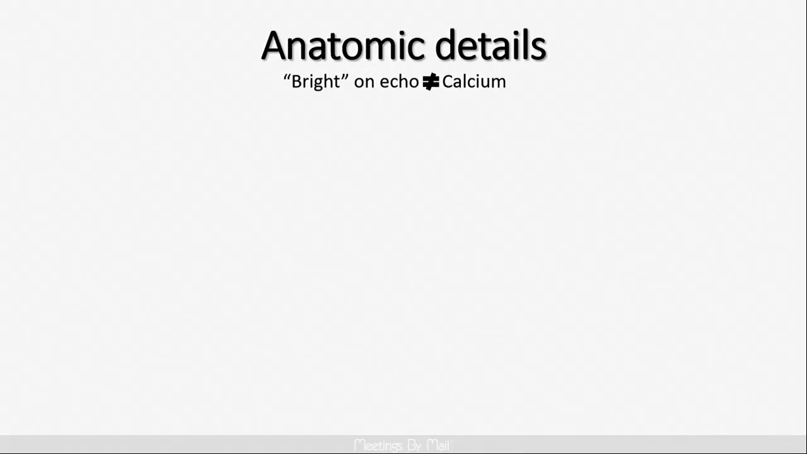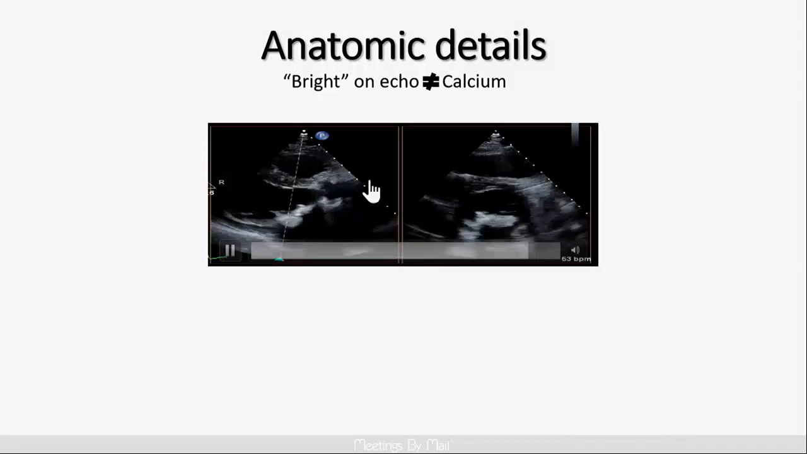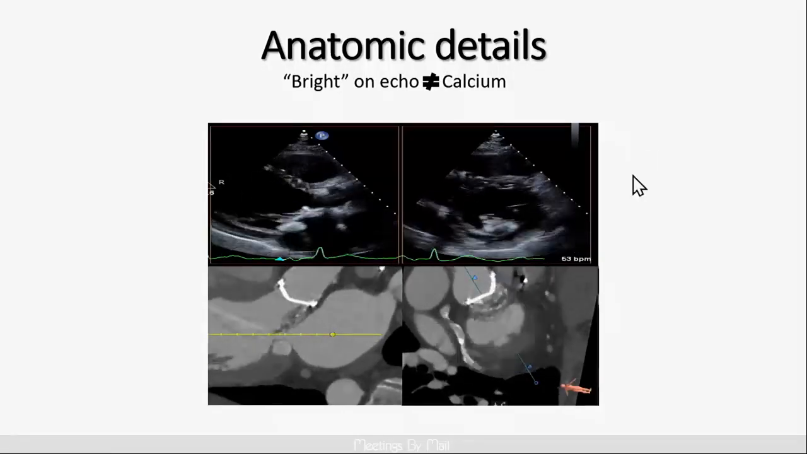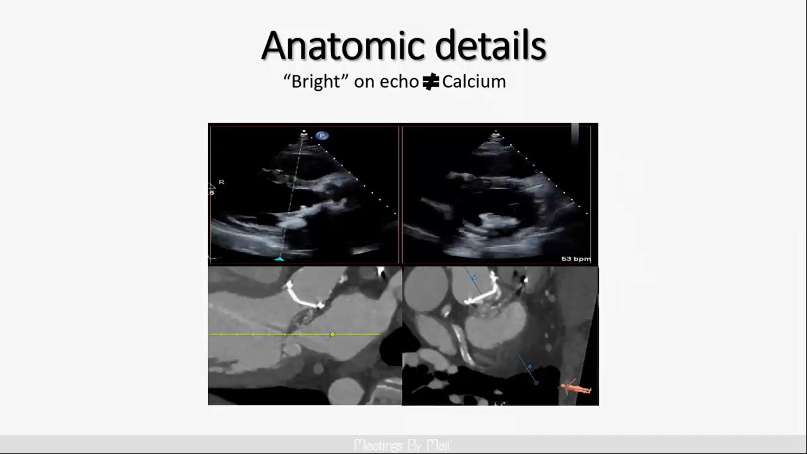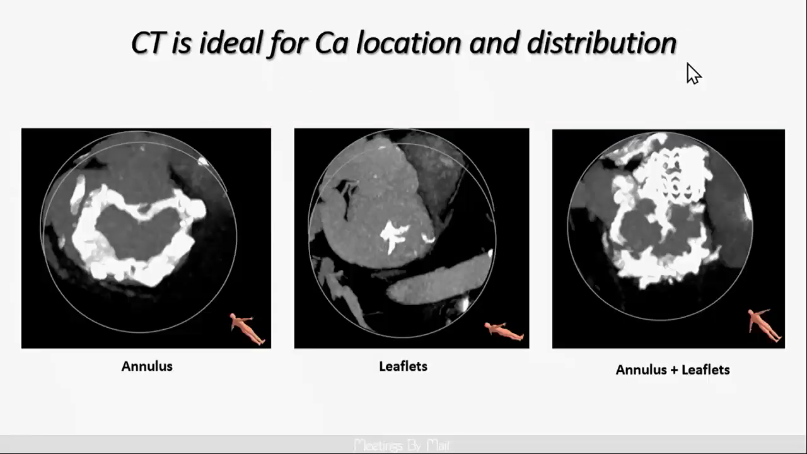And as you all know, not everything that's bright on echo translates into calcium. This is a case with severe echo density on the mitral valve. And then when you do the CT, it turns out to be mostly caseous MAC rather than very calcific MAC. And this has surgical implications. It's much harder to go through a thick, rigid MAC, as I will discuss later.